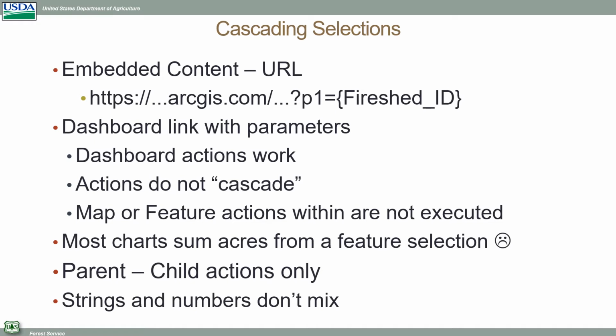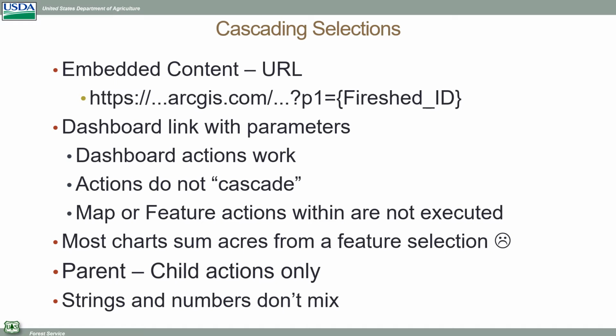Dashboard actions can set context in a map by selecting a feature and zooming to that feature. Dashboard maps are also components that can include actions that are fired when a feature is selected. So those map actions are not executed when a feature is selected by a dashboard action. This is what we mean when we say that actions do not cascade from the dashboard selection to the map selection. Many times charts are used to sum acres from a selected map layer. That can be a problem with an embedded dashboard.